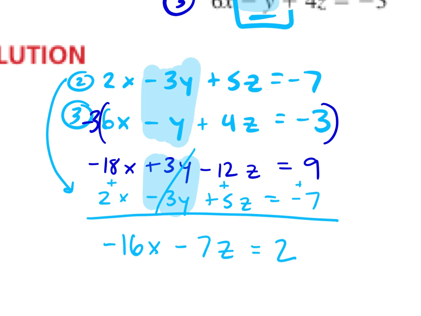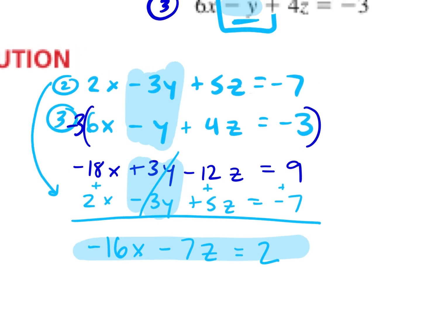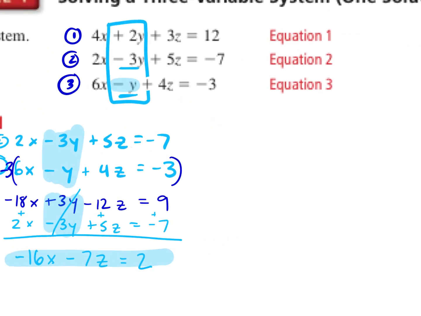So here we have one equation with two variables. We're going to stop here and go back to our original equations. Once we eliminated one of our variables, we have to stick with that one. So I want to eliminate the y's again, but I need to pick two different equations now. Which two equations do we want to work with next?